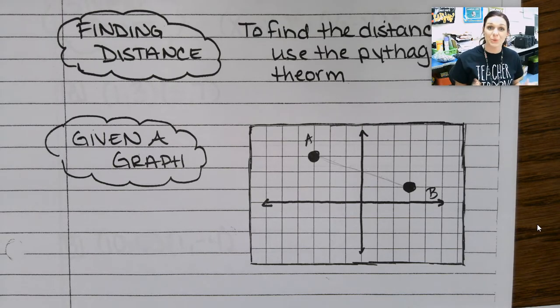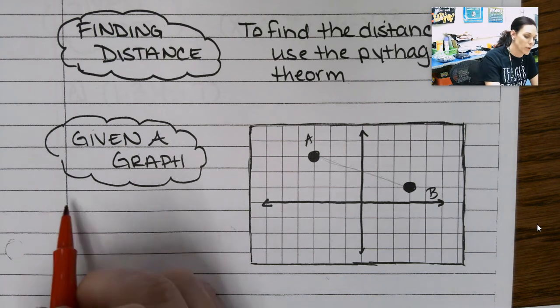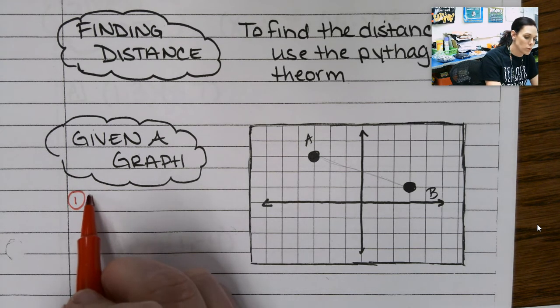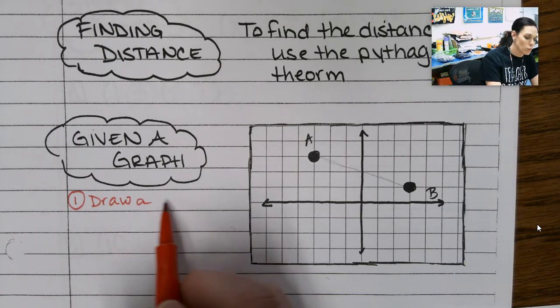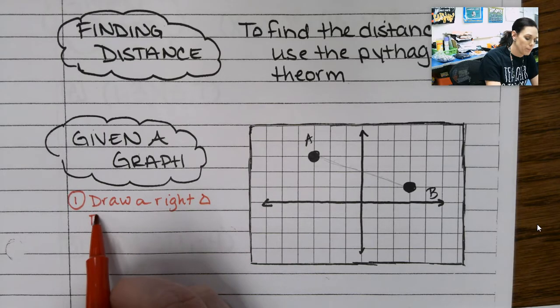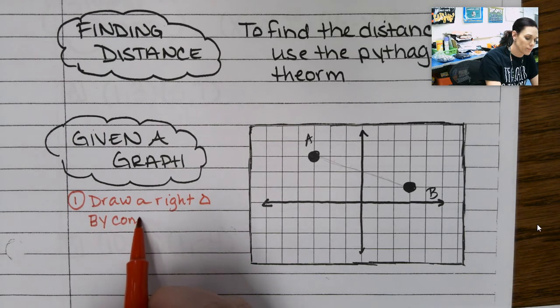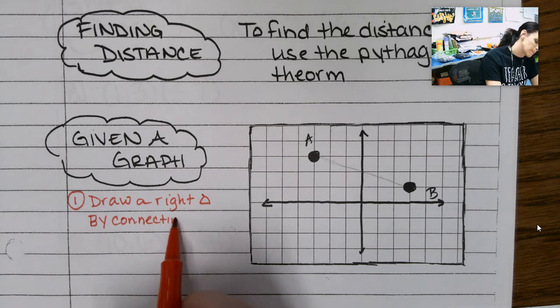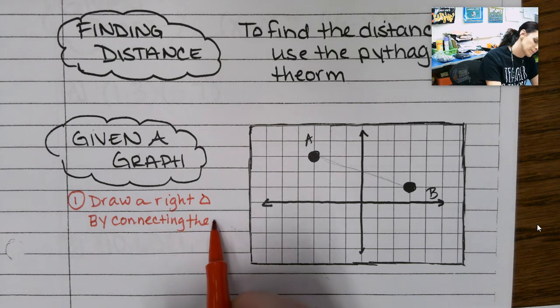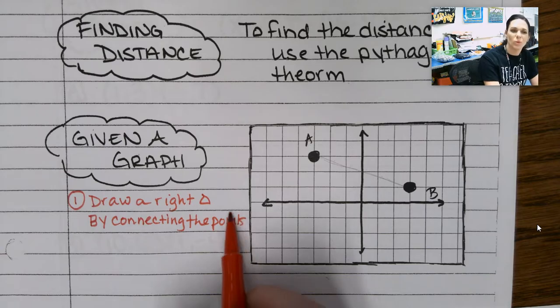So what we're going to do is write our steps to solve, and then actually do them. I'm going to use different colors. If you have different color pencils, feel free to use them so that what we do matches the steps. All right, so the first thing that we are going to do is draw a right triangle by connecting the points.